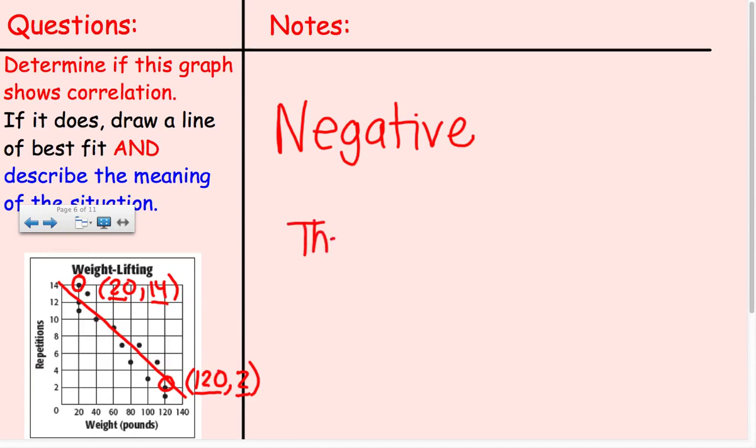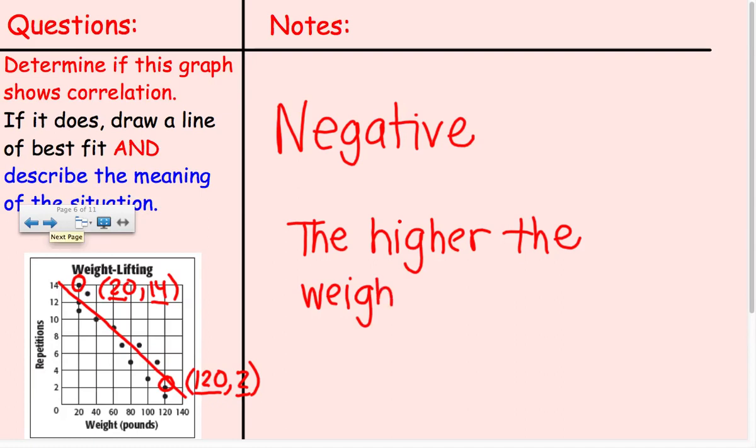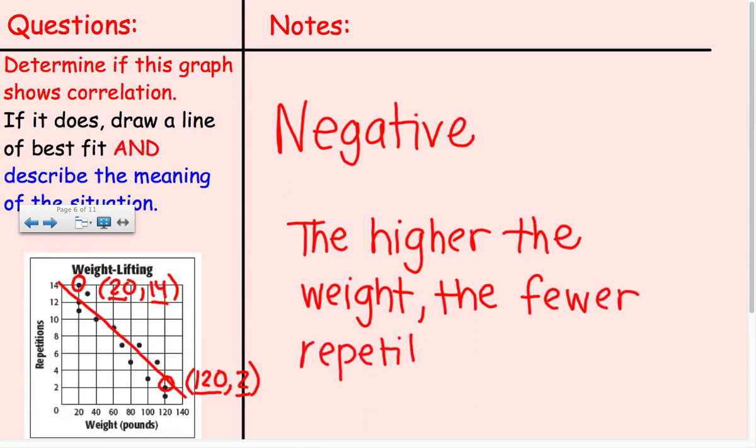So we'll say the higher the weight, the fewer repetitions. So the more weight that they're weightlifting, the fewer they can do, which makes sense. If you have a light weight, you can lift it a lot of times. If you have a heavier weight, you can't lift it as many times because it's harder.